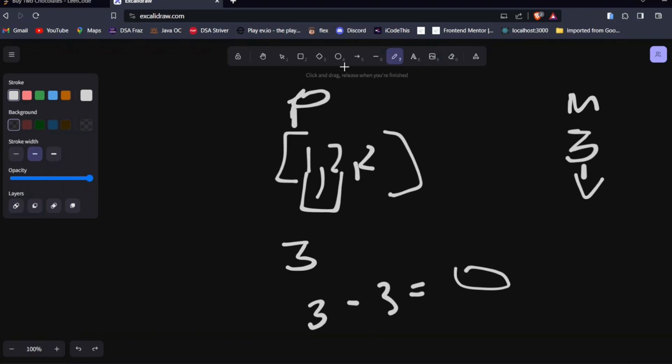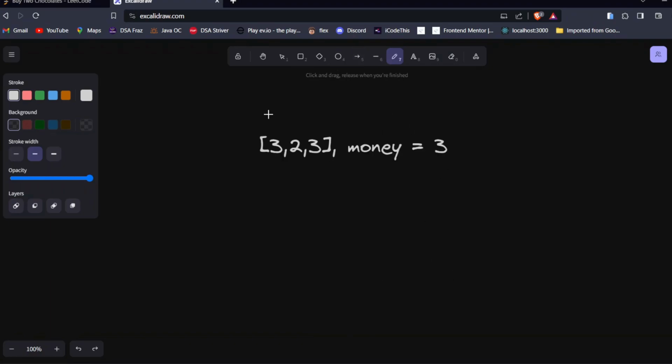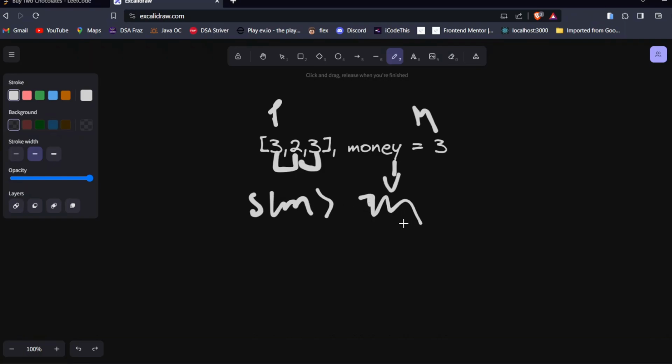Now let's look at another example. We have a prices array and a money integer. As you can see, if we sum any two integers, the sum will be greater than whatever money we have. So we'll return money from here.